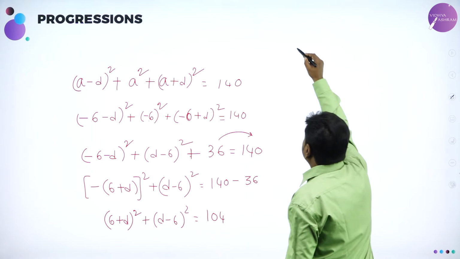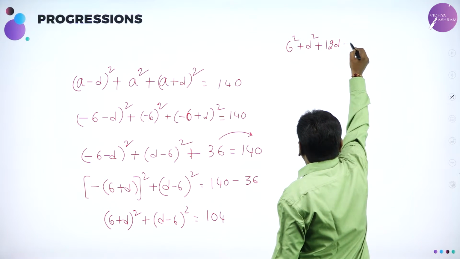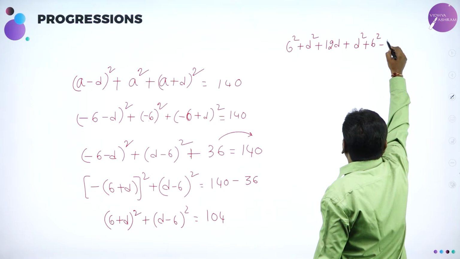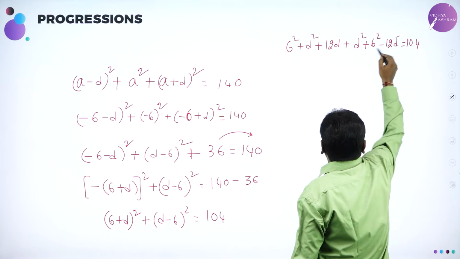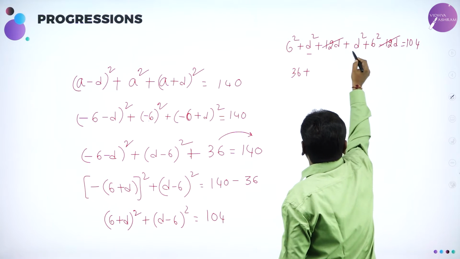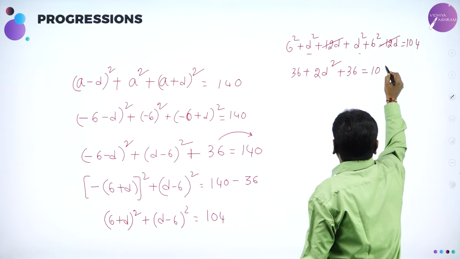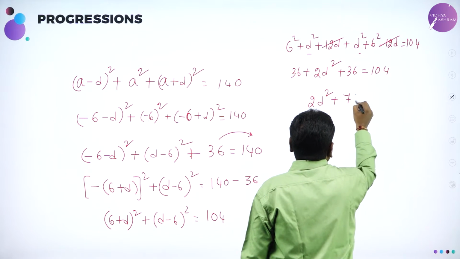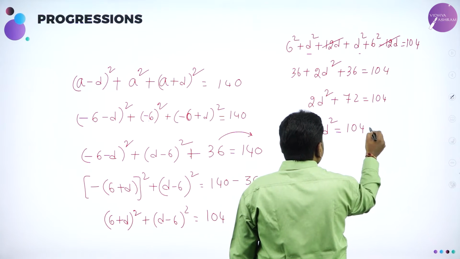We need to solve this. (a + b) the whole square: 6 square plus d square plus 2 times 6, that is 12d, plus d square plus 6 square minus 12d is equal to 104. Now minus 12d plus 12d cancel, 6 square plus 6 square is 36 plus 36, d square plus d square is 2d square. So 2 times (d square plus 36) is 104, so 2d square is equal to 104 minus 72.